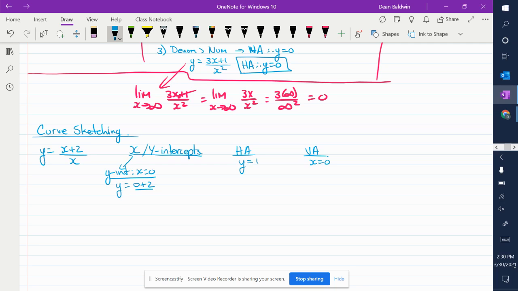You're going to get this, right? Can you do that? No. So is there a y-intercept? No. So there's no y-intercept. All right. X-intercept.